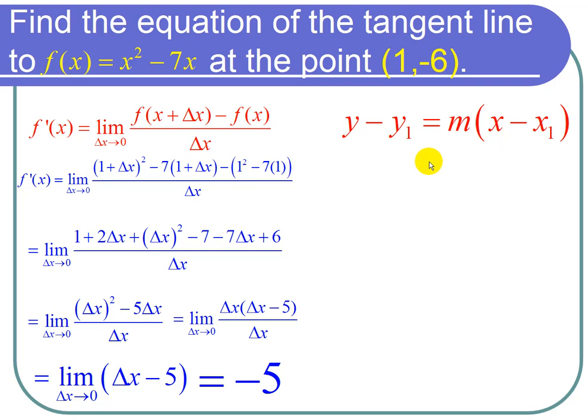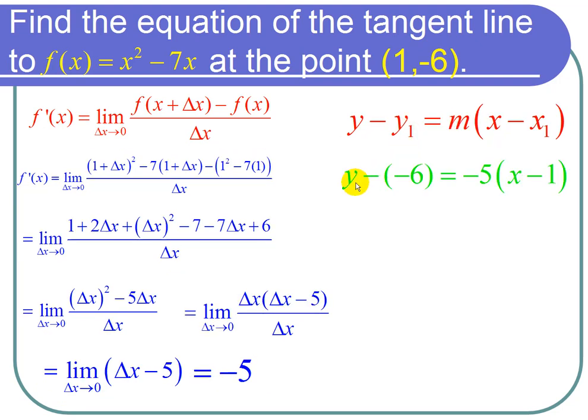And just simplify, y minus negative 6 is y plus 6. I can also multiply the negative 5 through, and I get y plus 6 equals negative 5x plus 5. And then subtract 6, and I get my final answer, which is the equation of the tangent line to the function at the point, is y equals negative 5x minus 1. And I'm done with the problem.